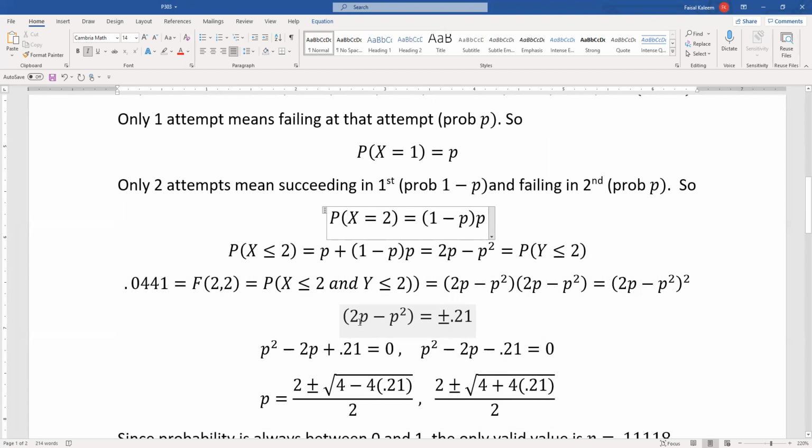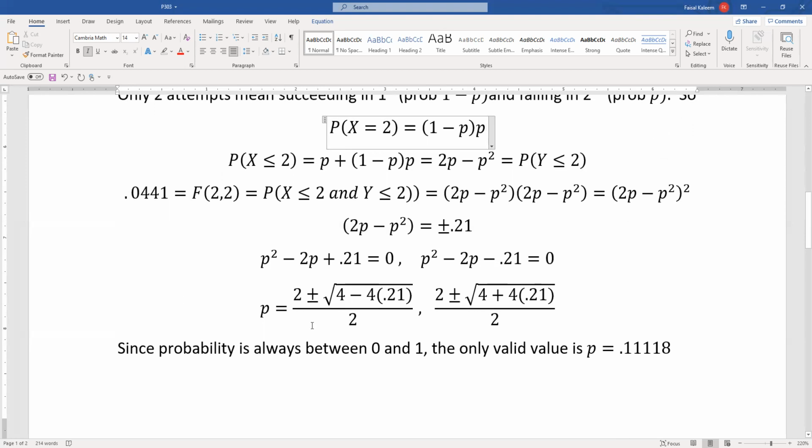You can take this one on the right side. So you get p squared minus 2p plus 0.21 is equal to 0, or p squared minus 2p minus 0.21 is equal to 0. So you apply the quadratic formula on both these equations. Normally there'll be 4 answers to a problem like this, but here, since p is the probability of failure, and any probability is between 0 and 1, actually only one of these 4 answers, the 0.1118, that comes from 2 minus this square root over 2, is the only one which is between 0 and 1.